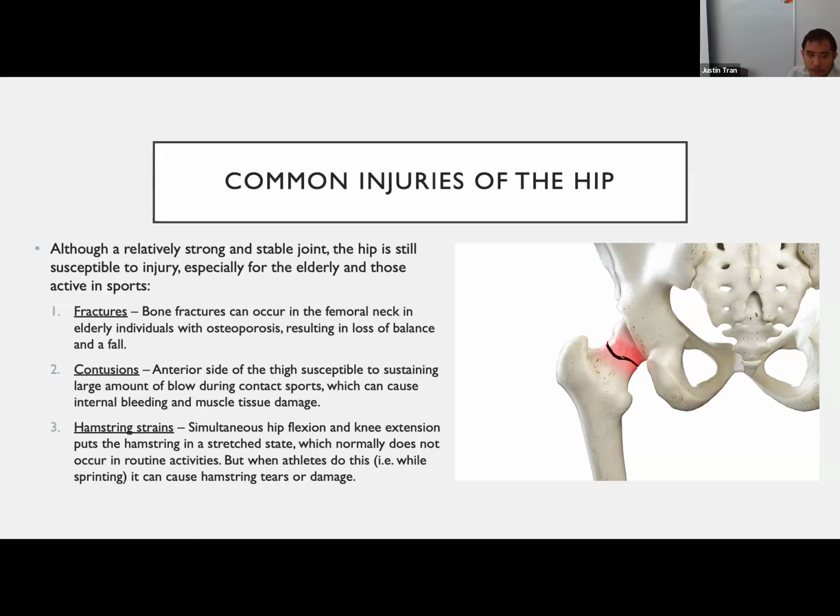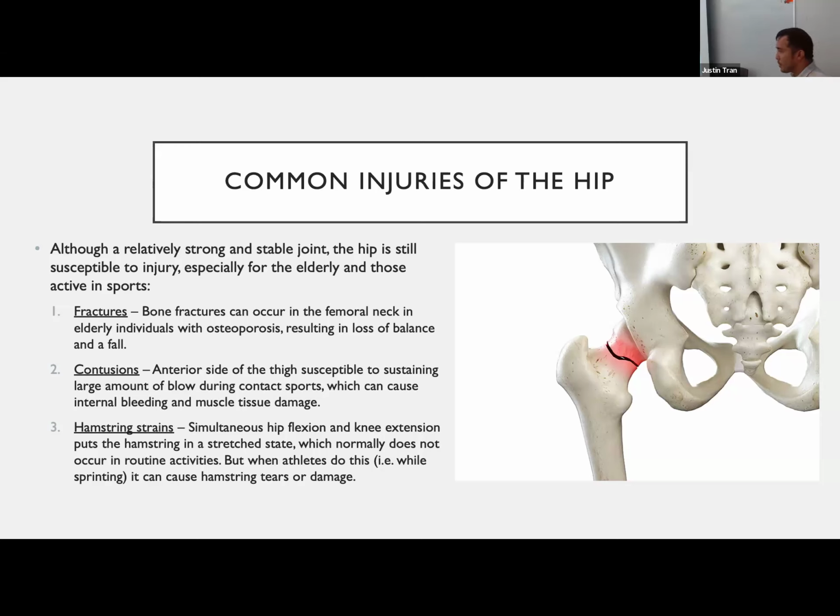And so the front side of your thigh is often very susceptible to sustaining large impacts, especially if you play sports or if you're just clumsy like me and walk into things regularly, giving yourself dead legs. And so it gets bruised a lot.